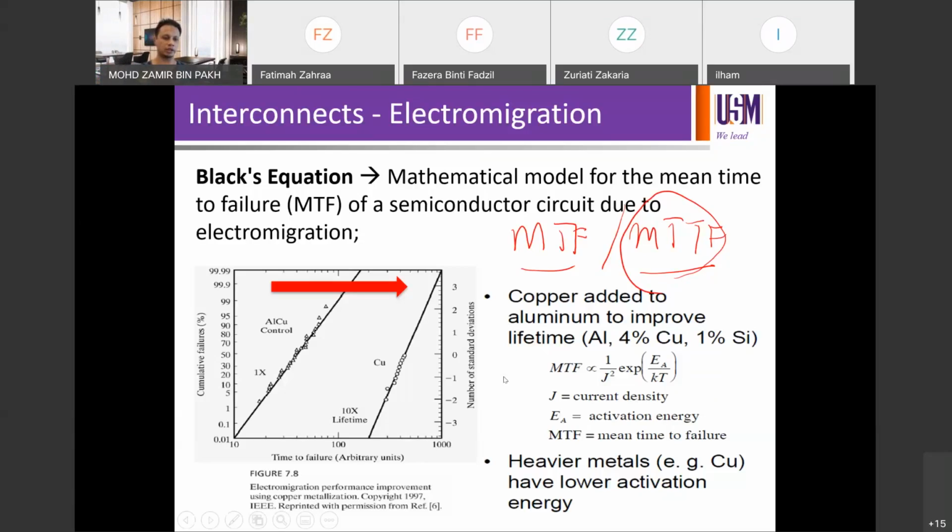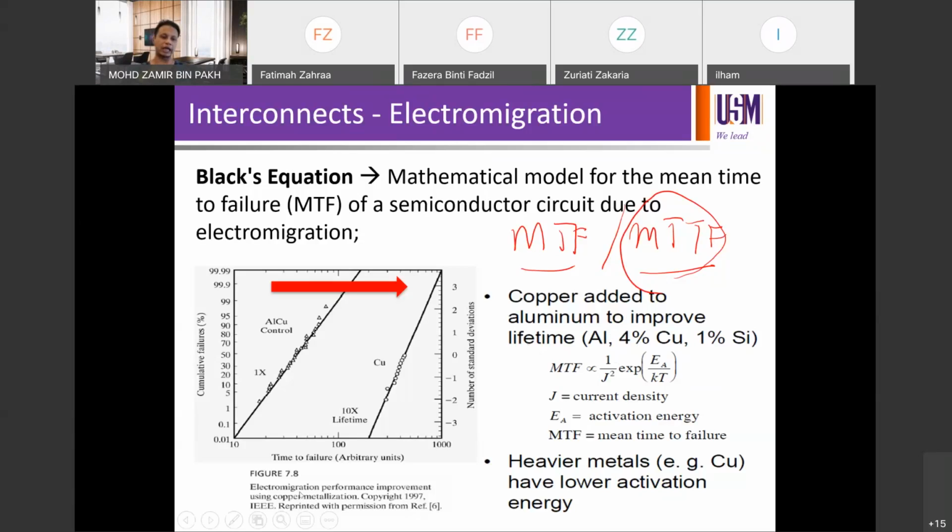So, Black's equation, copper added to aluminum. If you're looking at the traditional conductor, they are all based on aluminum. In order to reduce the probability of electromigration in aluminum wires, you can add copper into the aluminum to improve the lifetime. That means you can prolong the life of your interconnects by adding copper by about 4% into aluminum and 1% of silicon into aluminum as well. So this will prolong the lifetime of your aluminum wire, for example.